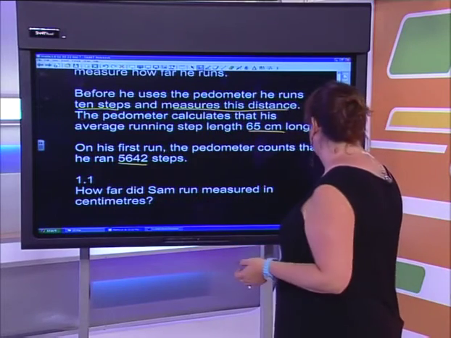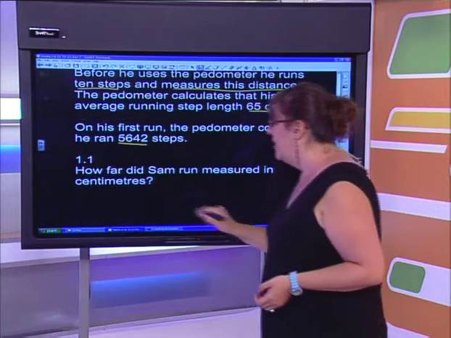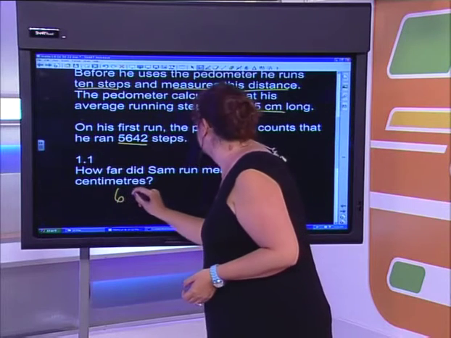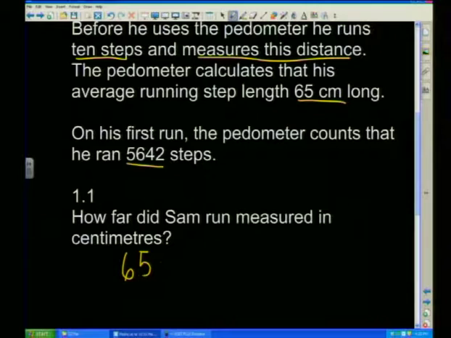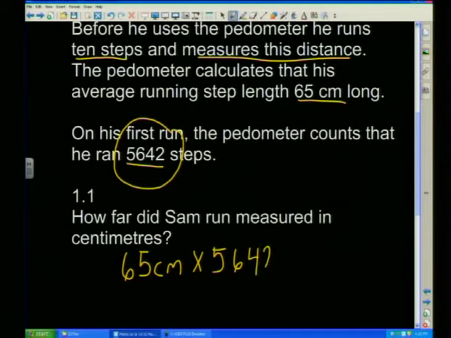So what do we need to do now? Well, we know how far each step is that he takes. We know that that is 65 centimeters. And we need to know how far in centimeters his total was. So we're going to take the total steps that he ran and we're going to just times it by 65. So that's 5,642 steps.